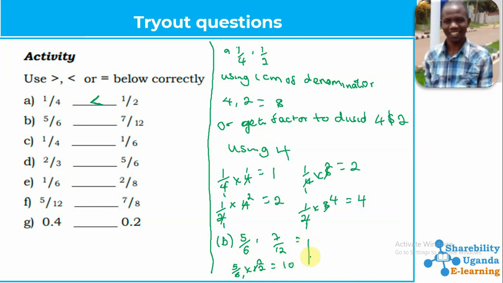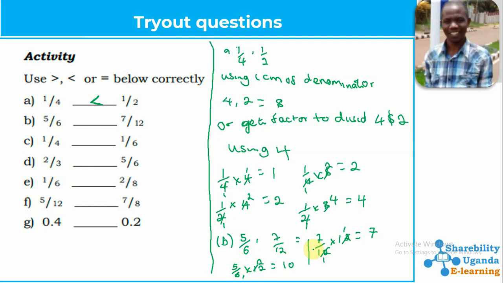Okay. Then also here we get another factor, which is when you say 7 out of 12 times 12. Shall say by 12 1, by 12 1. So we shall get our number here as 7. Here we got 10, here is 7. So which one is bigger than another one? So we can say our 10 and our 7. Say 5 out of 6 is greater than 7 out of 12.